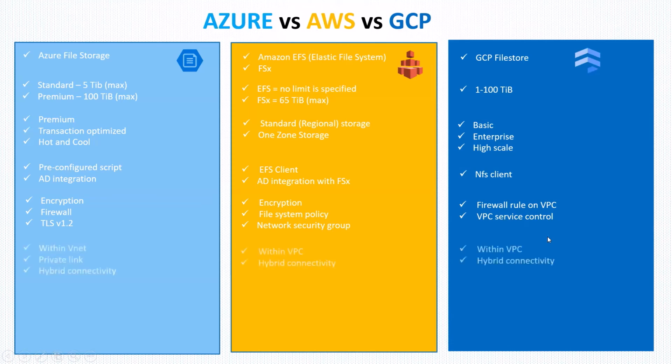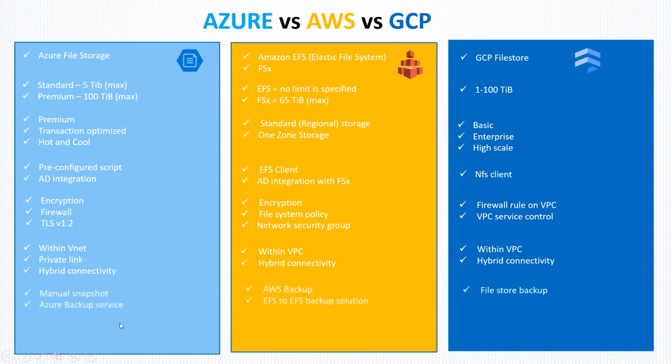Now let's talk about the connectivity part. When you configure this file storage, you can access it within a VNet. You can also get an option of a private link, or else you can connect to this service through hybrid connectivity. Similarly with AWS, you can access this service within a VPC, and hybrid connectivity is also available, so on premises you can connect to this service. For GCP also, the same applies: access within a VPC is available, and hybrid connectivity is also an option.